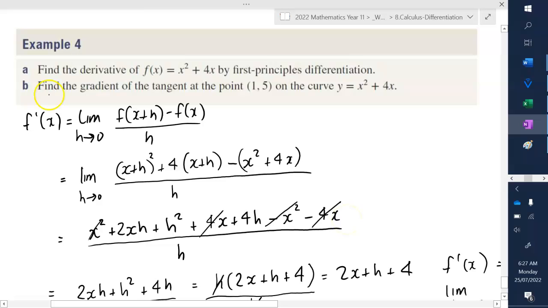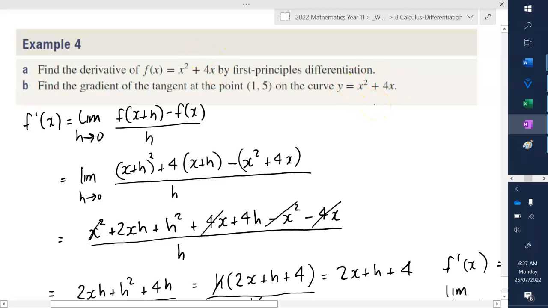Let's use that for b. Find the gradient of the tangent at the point 1, 5 on the curve y equals x squared plus 4x. So remember, the gradient of the tangent is our derivative. It's our f dash of x. We've already done that. We've just used first principles. Okay, remember those functions are the same. So we've already done that.